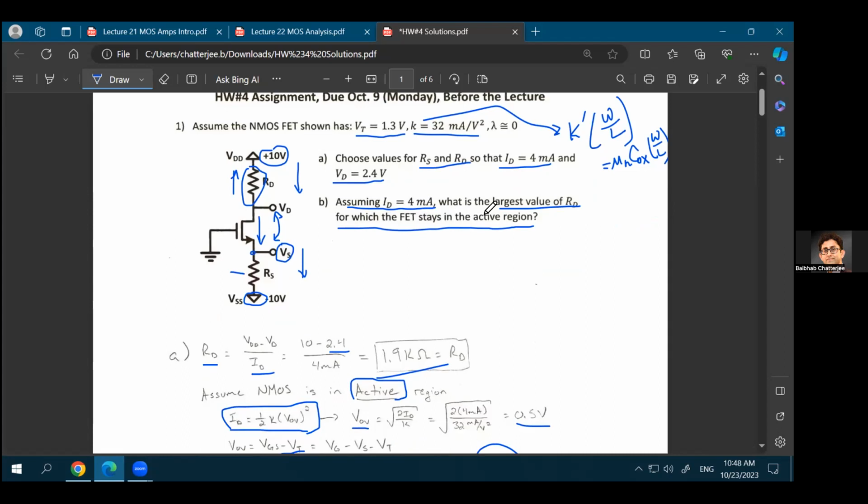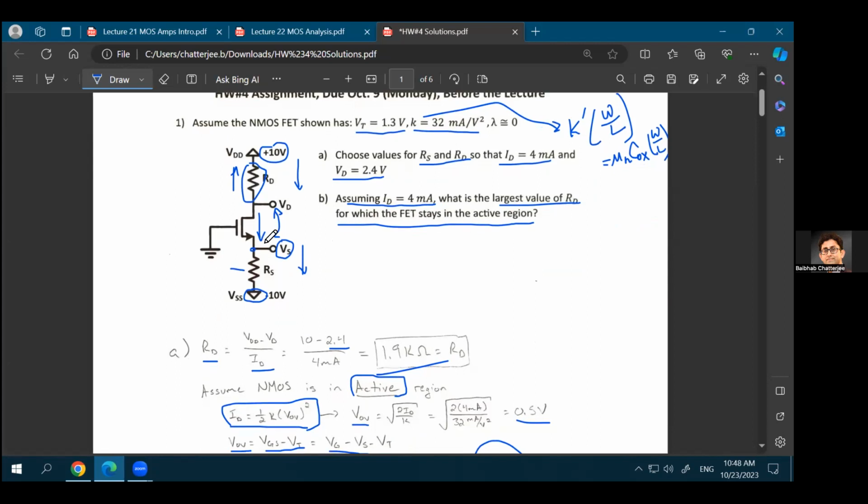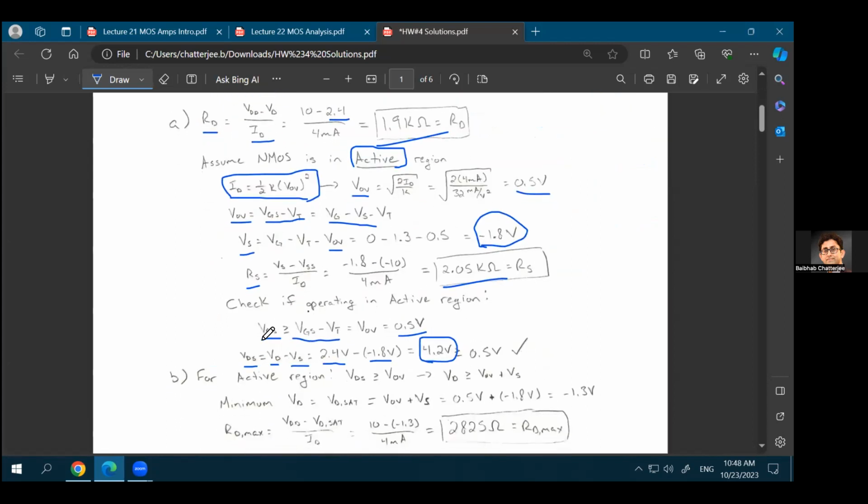That's why you are asked to find the largest value of RD for which the FET still stays in the active region, because as the value of RD is increasing, VDS across the MOSFET will keep on reducing, and at some point you'll see that you'll not satisfy this condition anymore. VDS has to be more than or equal to VGS minus VT for the transistor to be in saturation. Because VDS is reducing, at some point this condition will not be satisfied, because VGS is constant, VT is also constant, and VDS is reducing.